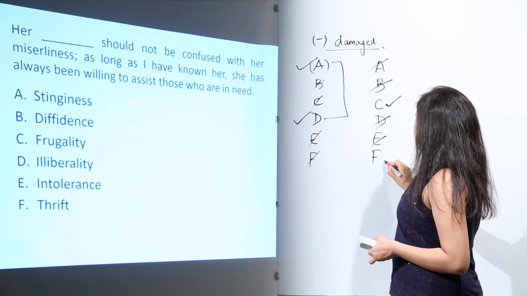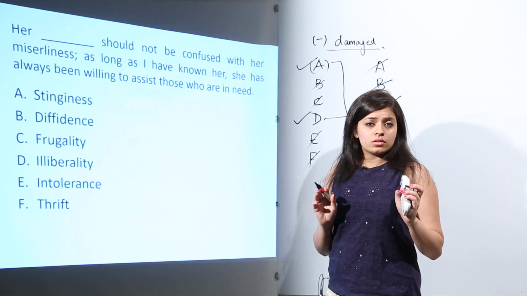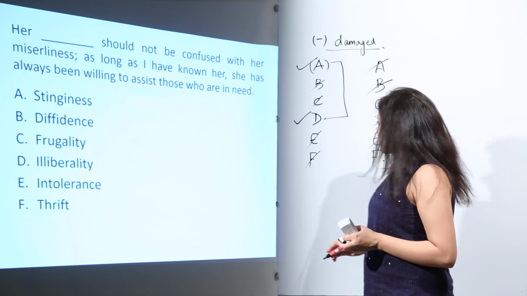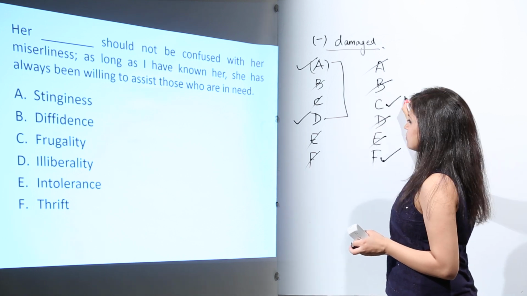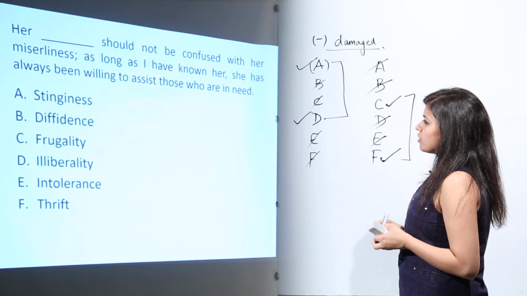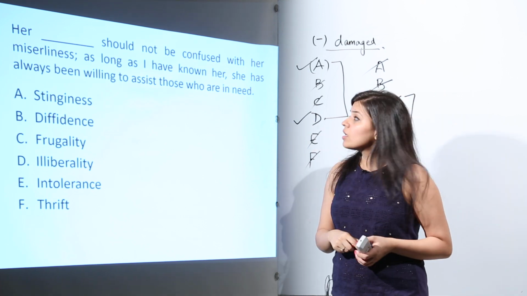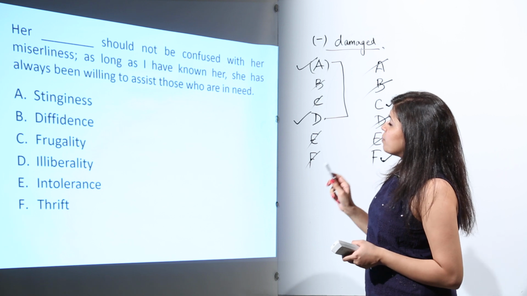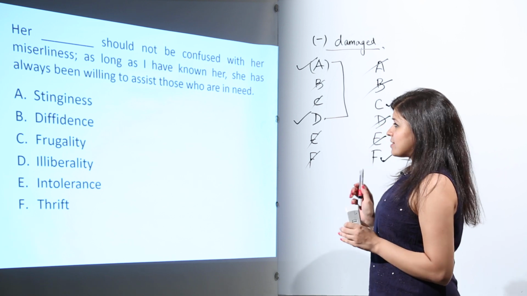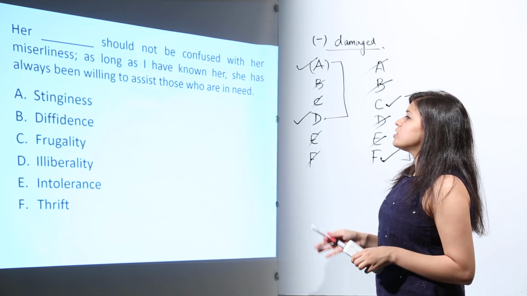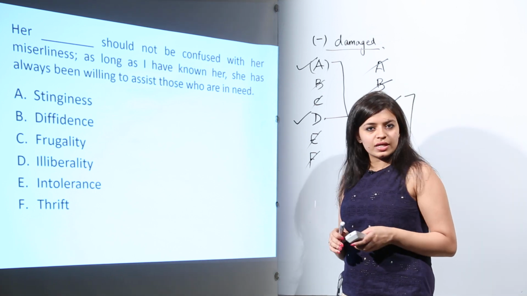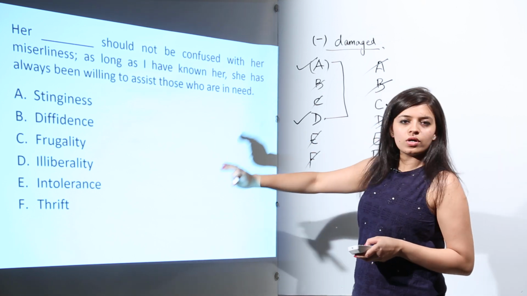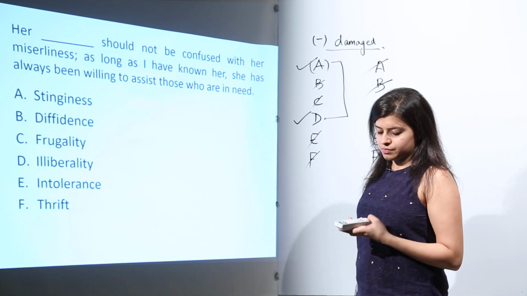Then it says thrift. Thrift means someone who spends money wisely. That means thrift and frugal are the options for this. Now let's put these words in. Her frugality or her thrift should not be confused with her miserliness. As long as I have known her, she has always been willing to assist those who are in need. So we can easily see that these two words perfectly fit into the sentence.